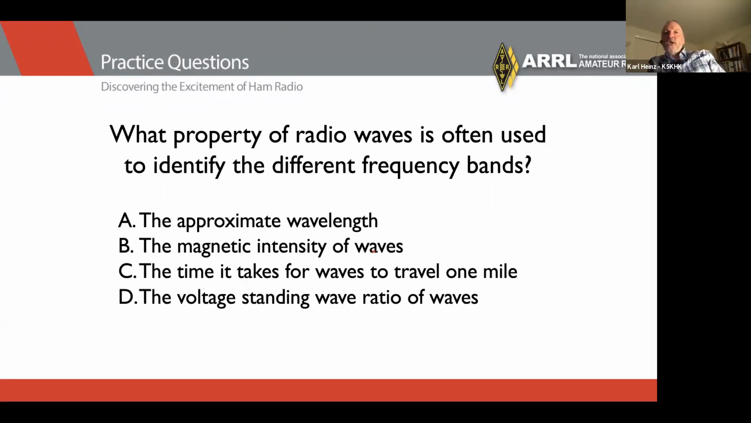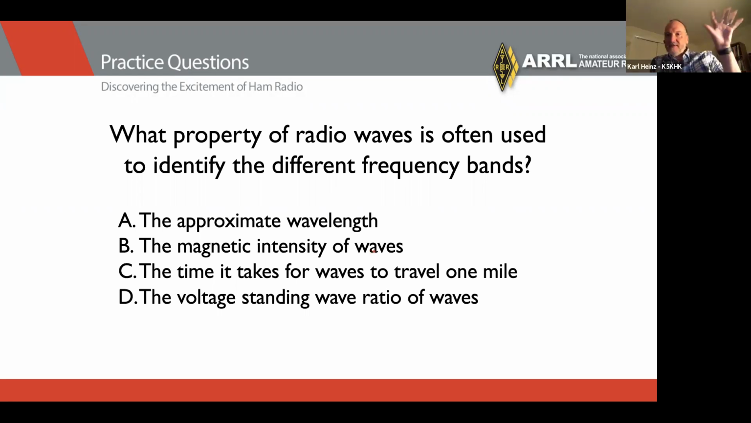So which property of radio waves is often used to identify the different frequency bands? Does anybody remember any of the bands that I mentioned, ham radio bands? Yeah, they went from like 30 to 300, right? These were the frequencies. The bands are actually the 20 meter, the 40 meter, the 80 meter, the 2 meter. So what is it that we used? The approximate wavelength, yes.